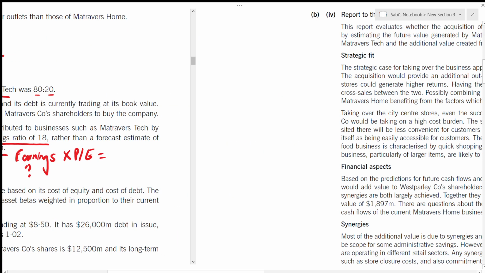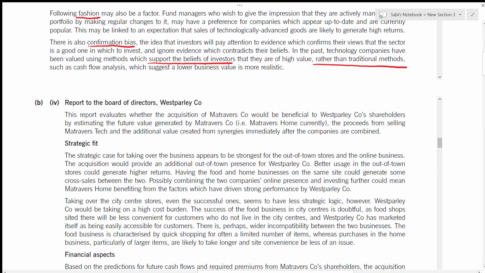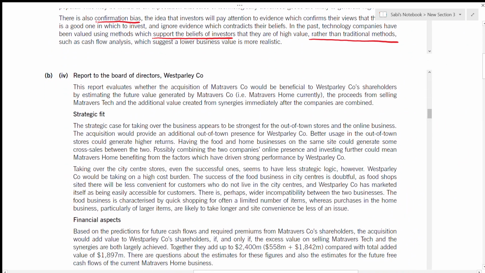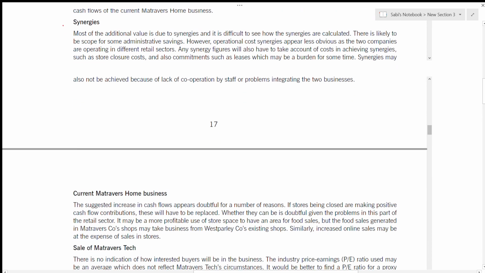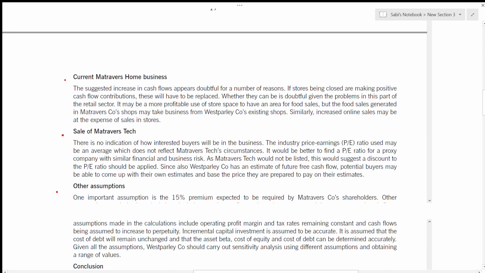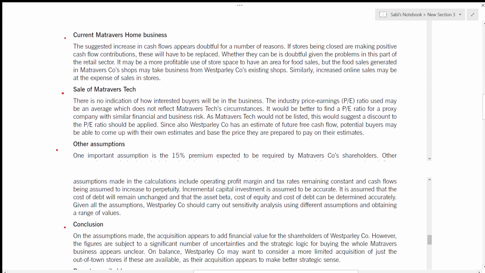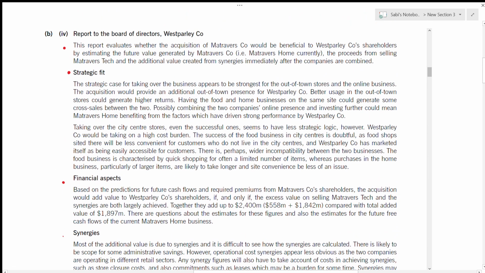Let's see how the answer has been formed. When you come to B, you will see that this is the report format. It has been divided into strategic fit, financial aspects, synergies, and this is the introduction, and the current home business, their sell and other assumptions. So this is the whole report, and finally the conclusion. In this report, you are not going to give any workings. Your working has to be after this report. So we'll go more down.